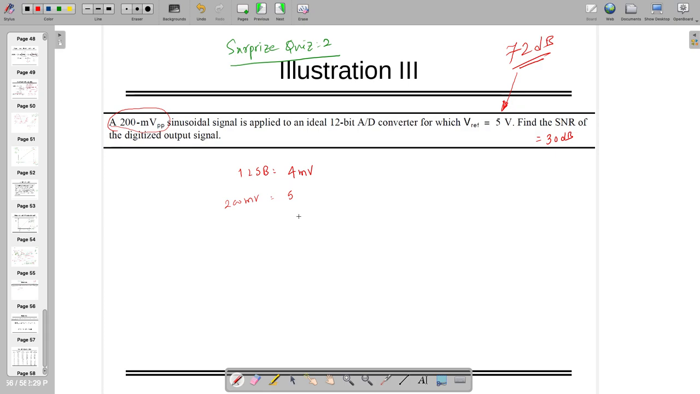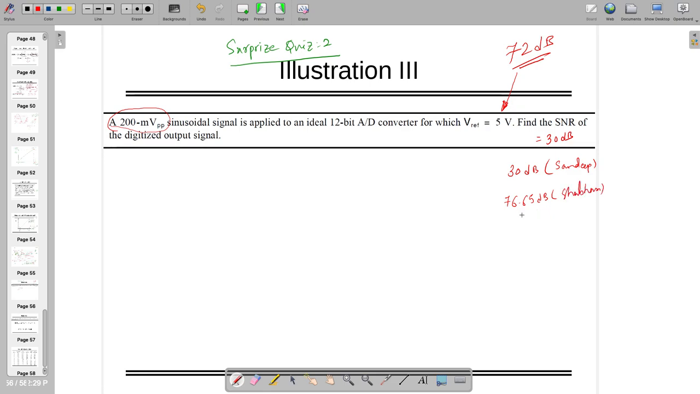Sir, 1 LSB is not 4 millivolts. It will be less than that, it will be around 1.25 millivolts. So what are you doing? Yeah, Sandeep? It will be around 1.25 millivolts. Sir, the answer is? Okay, so 30 dB. 76.65. Okay, so what Shubham is saying? 76.65. This is Shubham's answer.